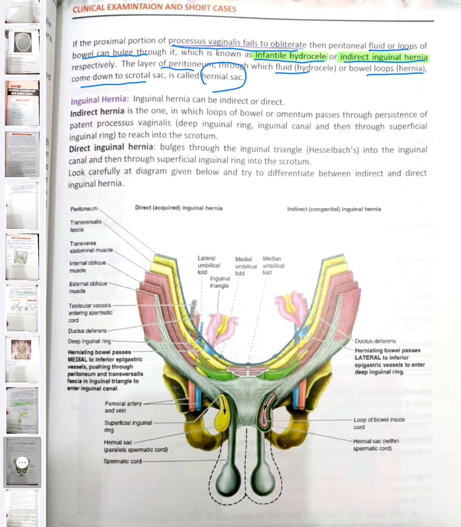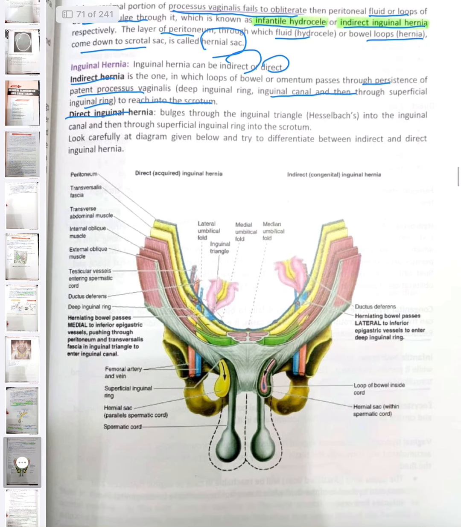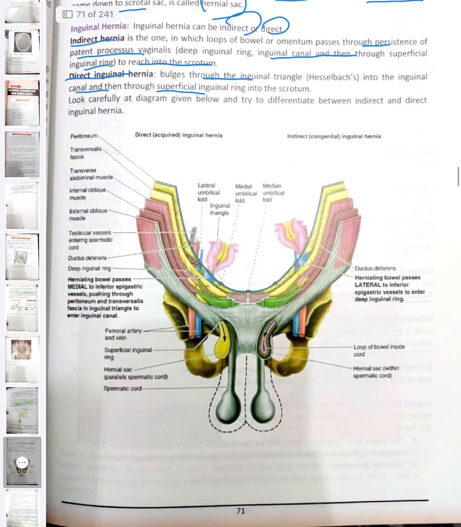Inguinal hernia can be direct or indirect. Indirect hernia is the one in which loops of bowel or omentum pass through a patent processus vaginalis, deep inguinal ring, inguinal canal, and then through the superficial inguinal ring to reach the scrotum. Direct inguinal hernia bulges through the inguinal triangle into the inguinal canal and then through the superficial inguinal ring into the scrotum. Look carefully at the diagram given below and try to differentiate between direct and indirect. This is the direct inguinal hernia and this is the indirect inguinal hernia.